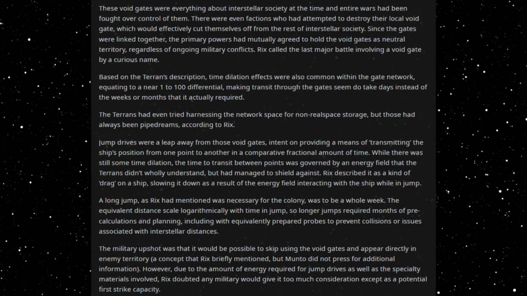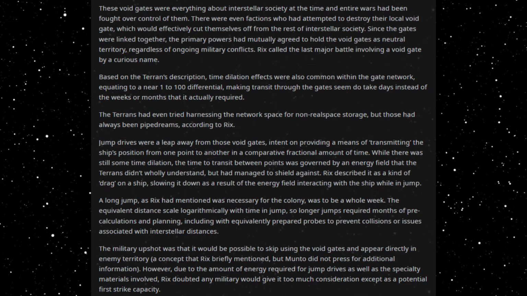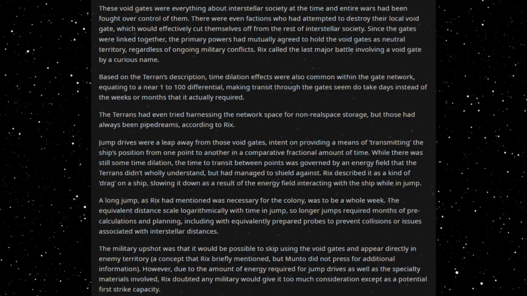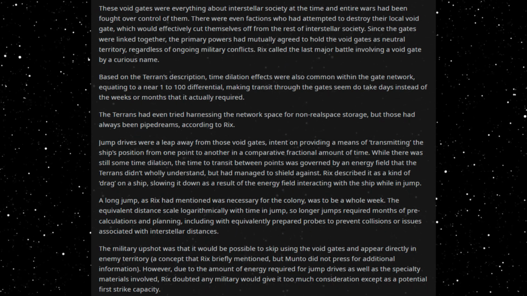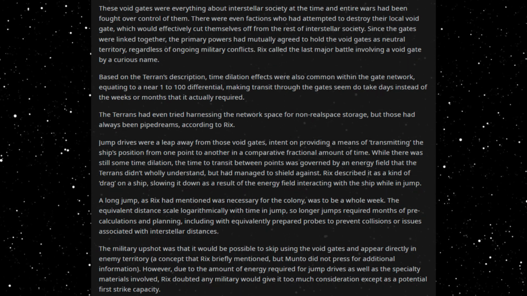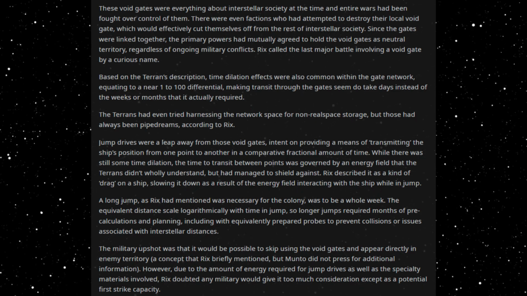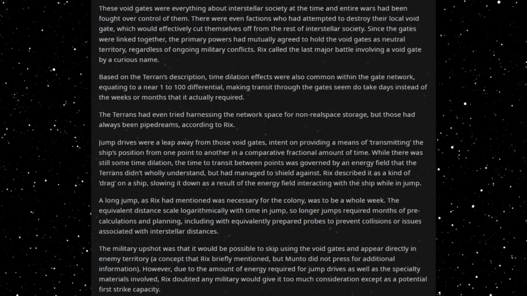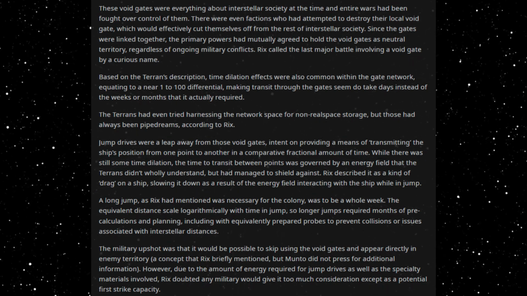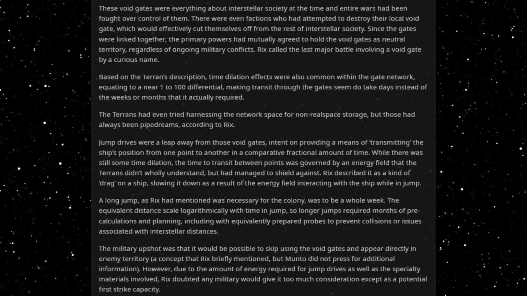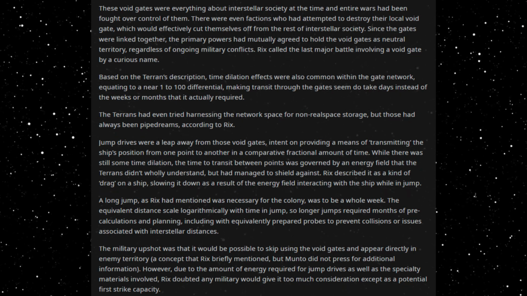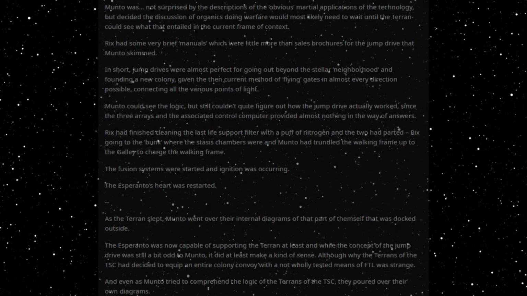The equivalent distance scales logarithmically with time and jump, so longer jumps require months of pre-calculations and planning, including with equivalently prepared probes to prevent collisions or issues associated with interstellar distances. The military upshot was that it would be possible to skip using the void gates and appear directly in enemy territory, a concept that Rix briefly mentioned, but Munto did not press for additional information. However, due to the amount of energy required for jump drives, as well as the specialty materials involved, Rix doubted any military would give it too much consideration, except as a potential first strike capacity.